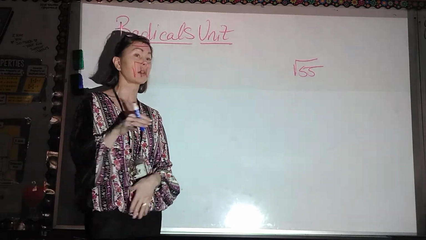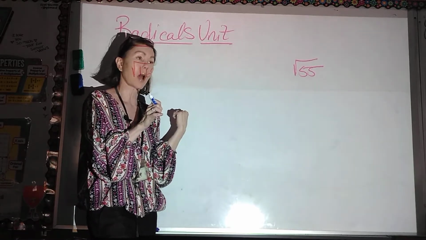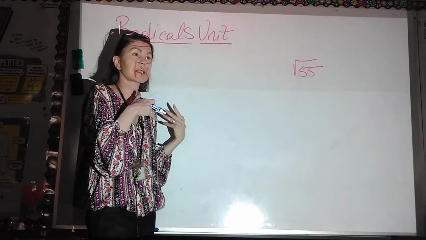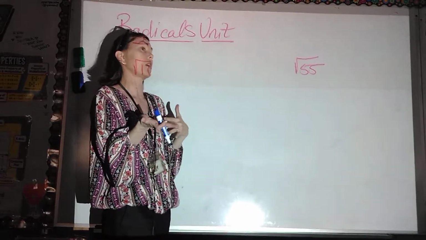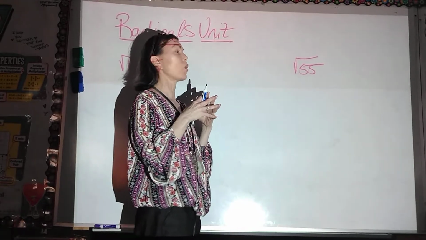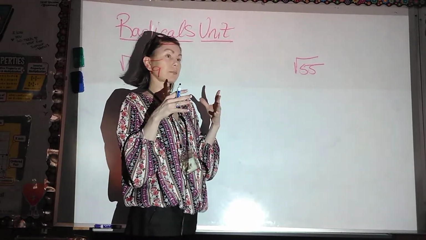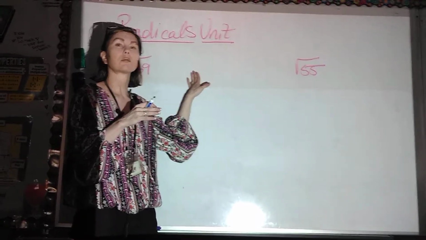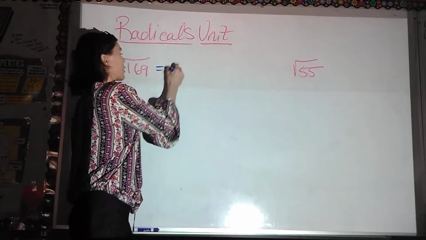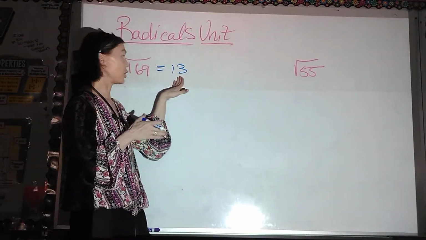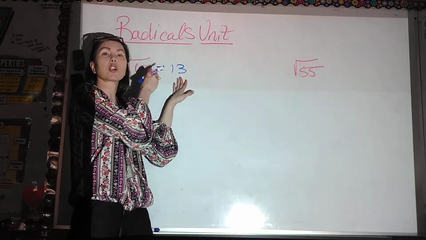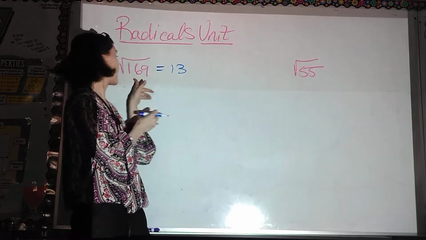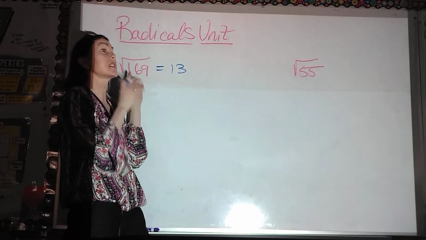And by the way, you need to have calculators throughout this entire unit because we're dealing with radicals. If you don't know what times what gives you 169, then you're going to need to use your calculator to figure it out, because what we know is that if you take the square root of a number and you get a whole number, right? So what times what gives me 169? 13. So when you get a whole number for your answer, you know that the number inside the radical is a perfect square.